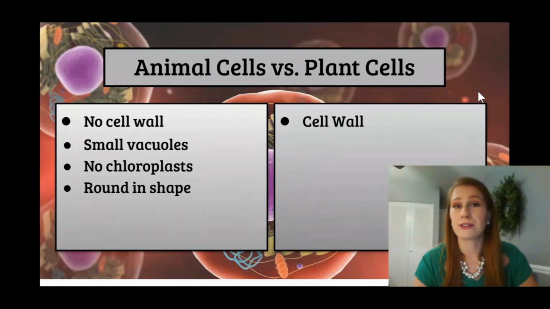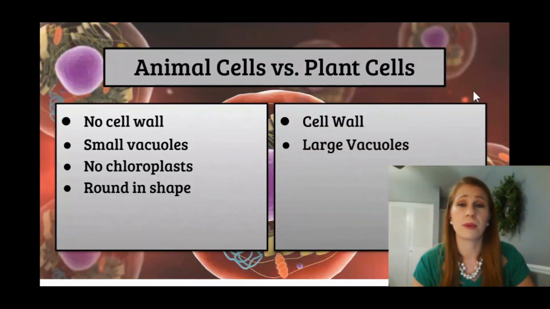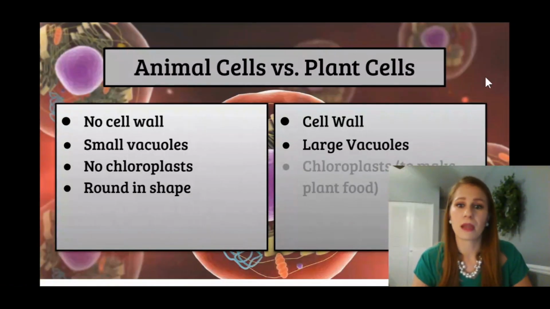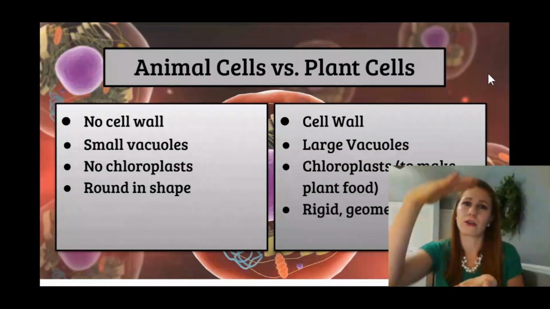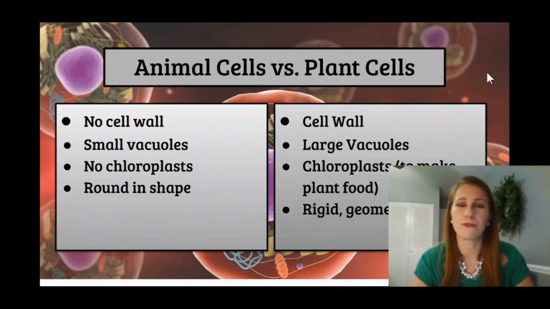On the flip side, plant cells do have a cell wall. That's why they can grow so tall. It's why trees grow hundreds of feet high. They have large vacuoles. They have to be able to store a lot of water at a time. Plant cells can't just walk to the sink and get a drink whenever they want. They have to wait for the water to fall from the sky. They have chloroplasts to help them make plant food, as I like to call it. They're turning sunlight into sugar, or glucose. And then they have a rigid geometric shape that lets them stack on top of each other so that they can grow tall without the need for bones or internal structures like that.